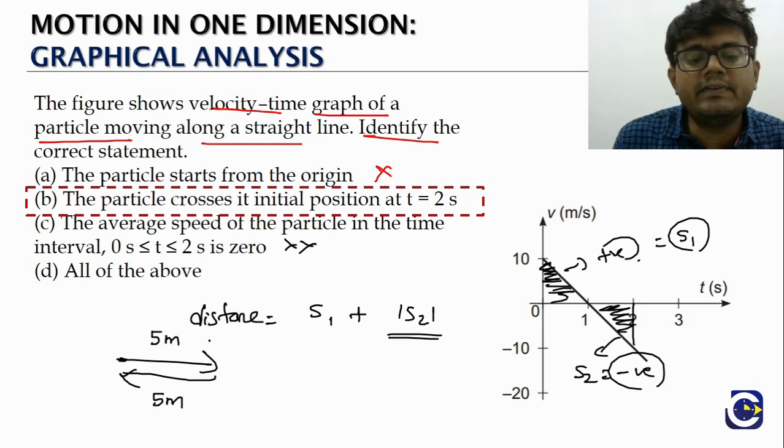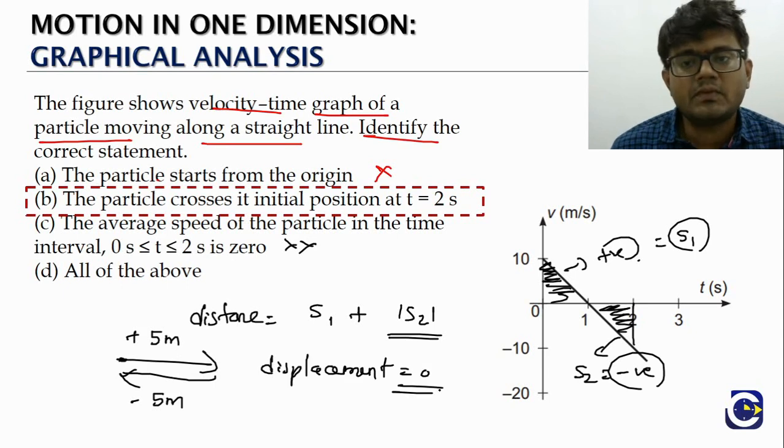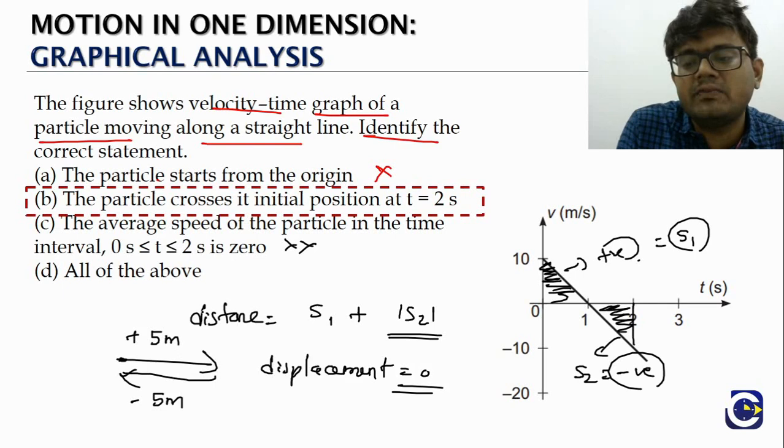So the right side we take as positive displacement, the left side we take as negative. Thereby the overall displacement is what? Overall displacement will be 0. Okay, how am I saying plus 5 minus 5? Look at this now.